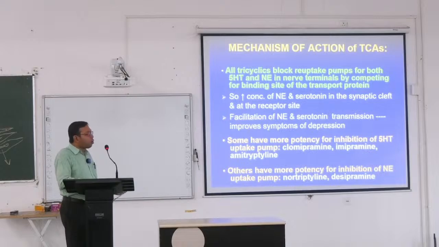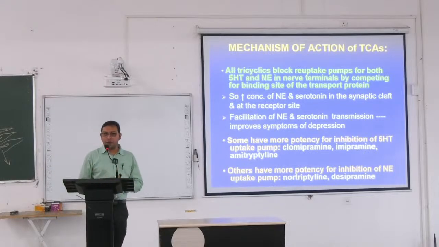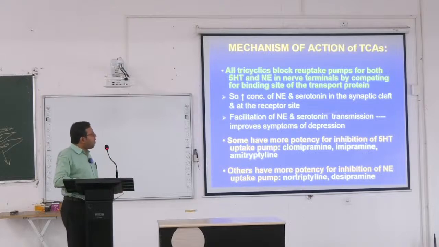Some have more potency for inhibition of 5HT uptake, and some have more potency for inhibition of norepinephrine uptake, just like the antipsychotic drugs. So some have more potency for this receptor or that receptor. So this is very important.